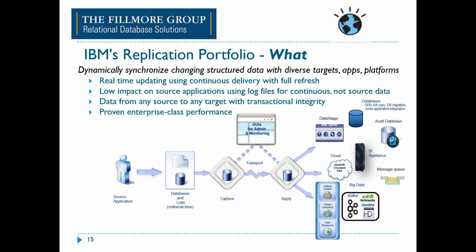So what is it that we're talking about? IBM's replication portfolio. So we start with the source application on the left. We have databases and logs to get the data from the database for any data that does not appear in the log, pre-existing data. We have some sort of capture component. We have a transport mechanism in the middle that moves whatever the data is from the capture to the apply. And then it could go a variety of different places.